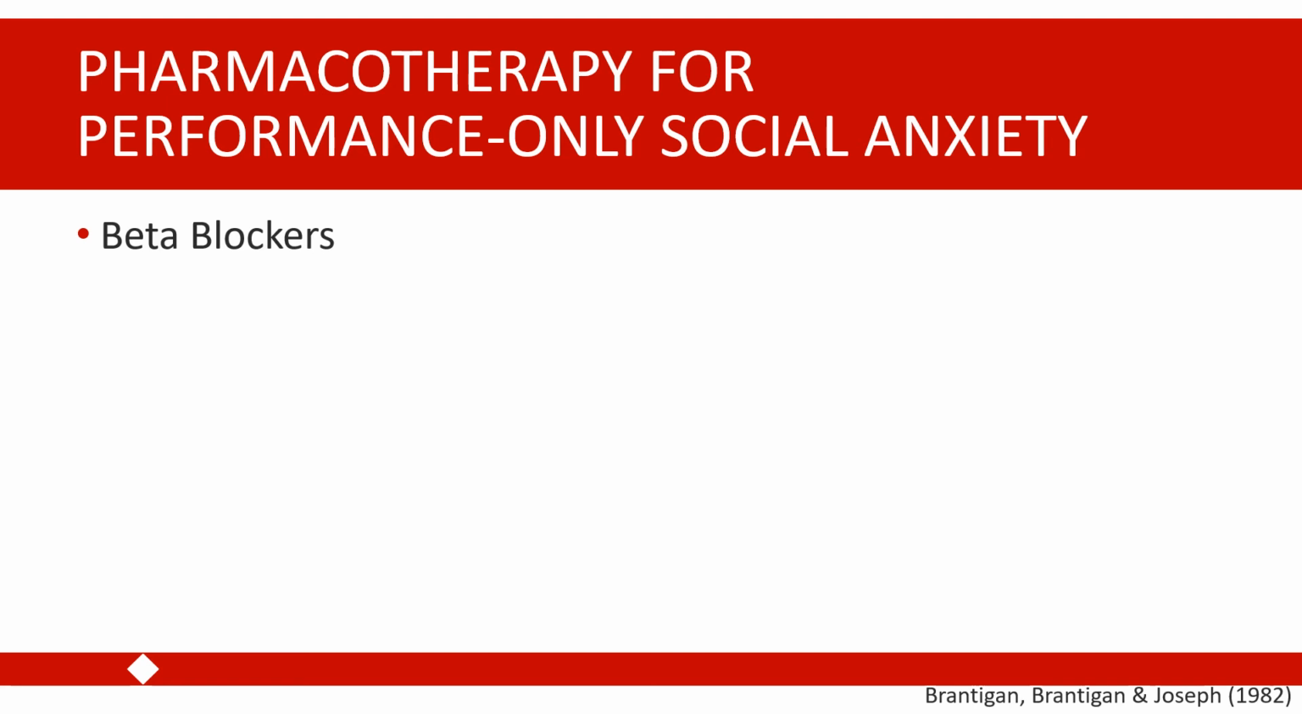And this involves the use of beta blockers. So beta blockers are not primarily prescribed as psychiatric medications. Beta blockers are often prescribed for blood pressure problems, but a side effect of beta blockers is that they can reduce some of the physiological symptoms of performance anxiety. So for example, when individuals experience trembling or shakiness, beta blockers can reduce these physical side effects.